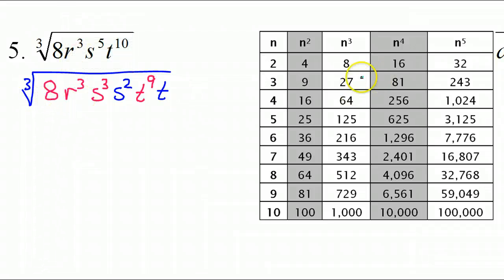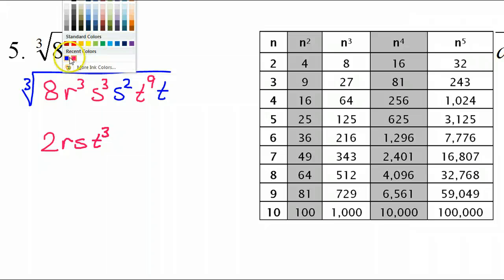So the cube root of 8 is 2. So I'm going to get a 2. For the variables, I just divide by this 3. So this will just be r, and this will just be s. Alright, 3 divided by 3 is 1. And this t will be t to the 3rd power. 9 divided by 3 is 3. So that's all the pink stuff out of the radical.